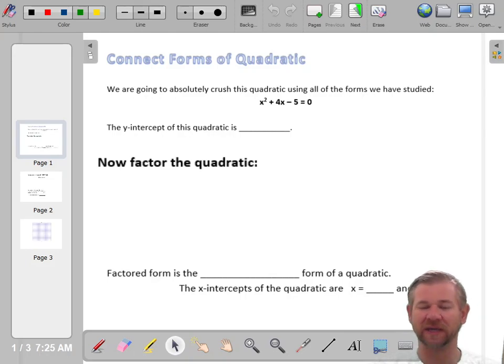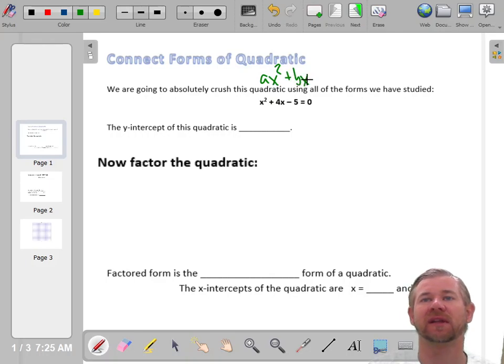Hello everyone, we are going to now start to connect the ideas that we have been working with a quadratic. So the first thing, if I give you a quadratic in standard form, ax squared plus bx plus c, one of the things you can really easily identify is the y-intercept because it's the c term. So (0, -5) in this problem is my y-intercept.